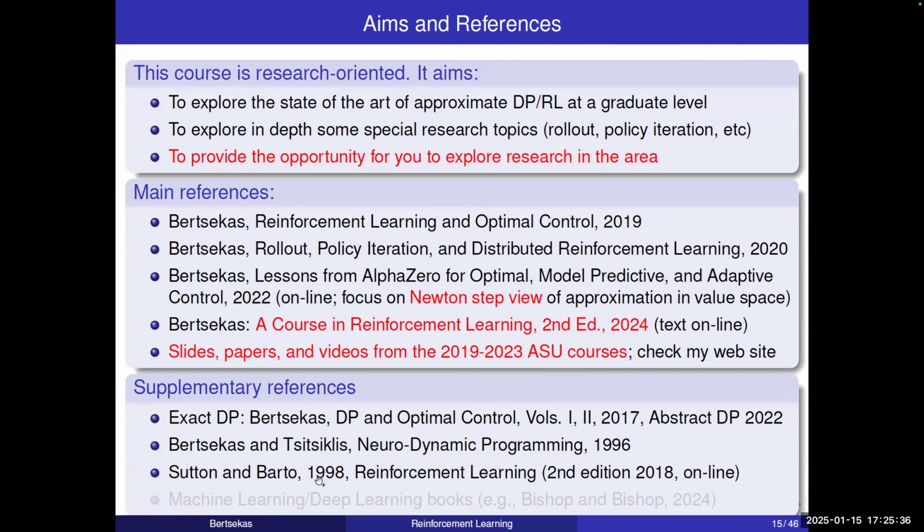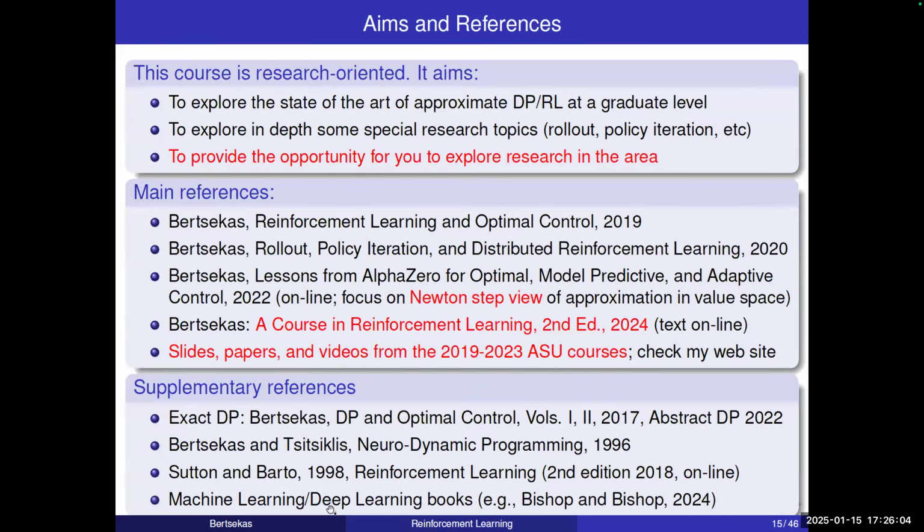Now, there's another very popular book by Sutton and Barto, which first came out in 1998, and then there was a second edition in 2018. It's also online, and it's written from an artificial intelligence point of view. So people whose core roots are in artificial intelligence prefer this book, and you may find it useful as well.